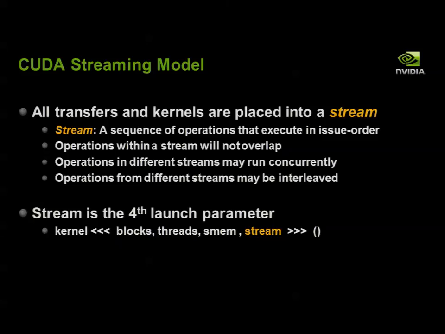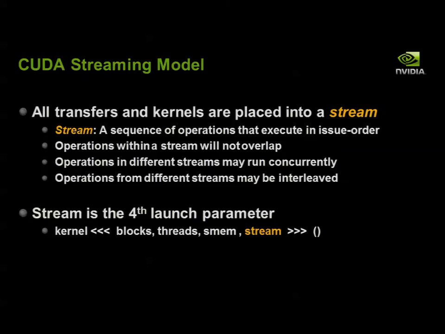However, the execution order of operations that sit in different streams is non-deterministic. That just depends on the availability of the resources. And the way you specify a stream is by adding a fourth parameter in your kernel launch. We never talked about the third one. The third one is actually a way of dynamically sizing the amount of shared memory that you're allocating for a kernel.